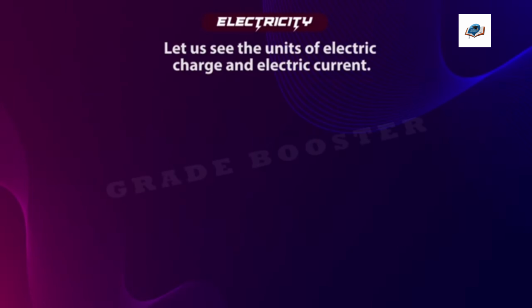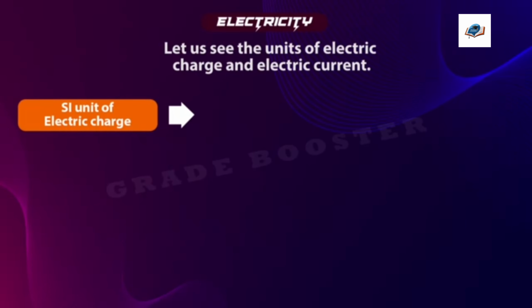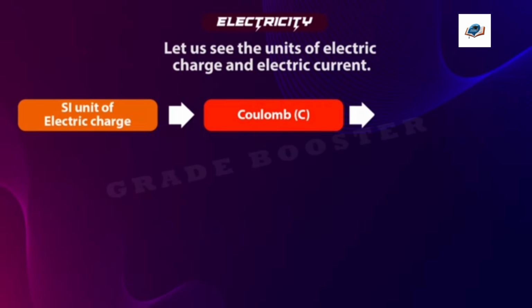Let us see the units of electric charge and electric current. SI unit of electric charge. The unit of electric charge is the coulomb, C. 1 coulomb is roughly equal to the charge of 6 × 10^18 electrons, with each electron carrying a charge of 1.6 × 10^-19 coulombs.